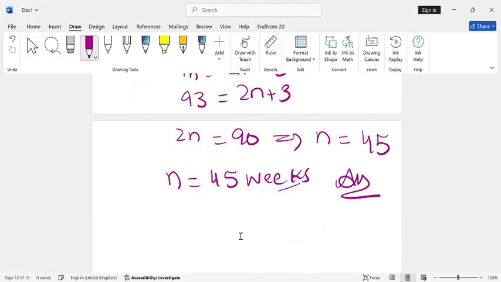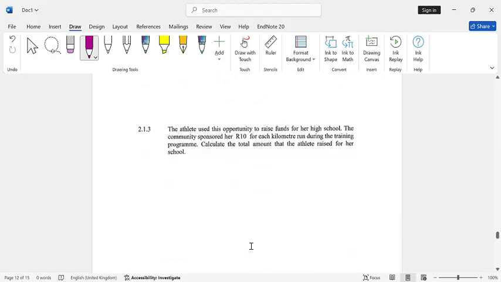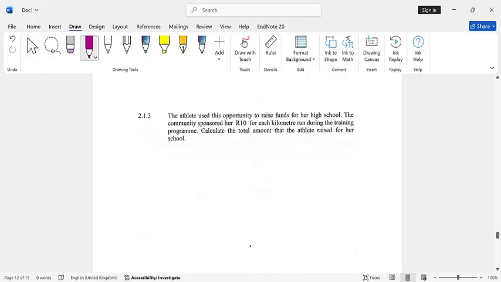So move on to the next question, 2.1.3. The athlete used this opportunity to raise funds for her high school.